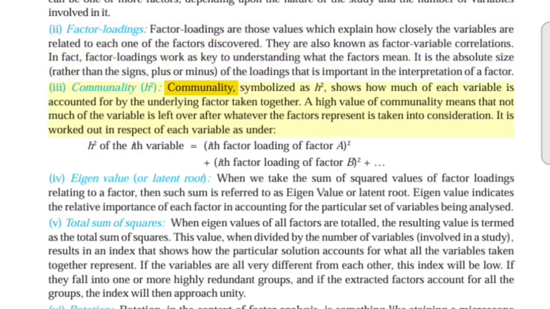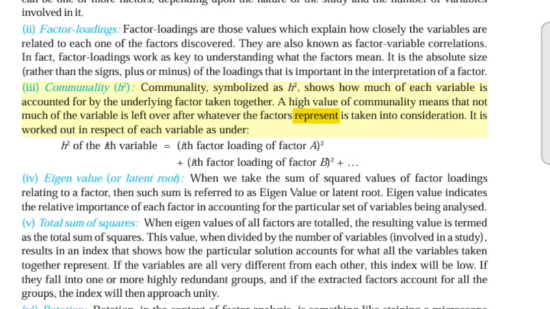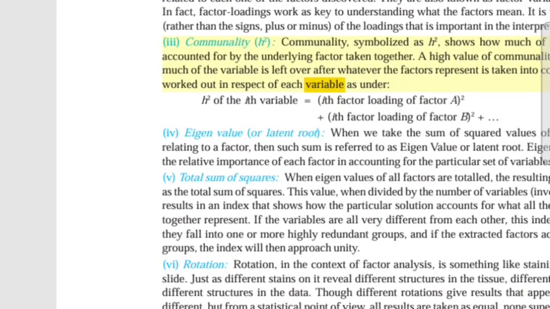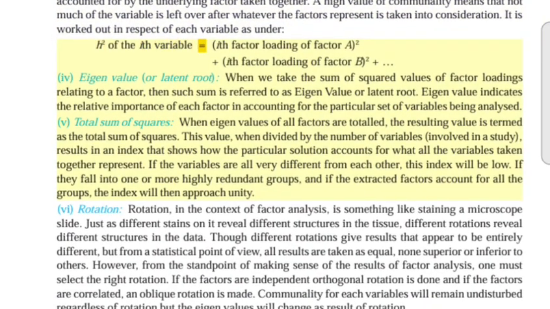E. Communality. Communality, symbolized as h squared, shows how much of each variable is accounted for by the underlying factors taken together. A high value of communality means that not much of the variable is left over after whatever the factors represent is taken into consideration. It is worked out in respect of each variable as under: h squared of the ith variable equals the ith factor loading of factor A squared plus the ith factor loading of factor B squared plus so on.